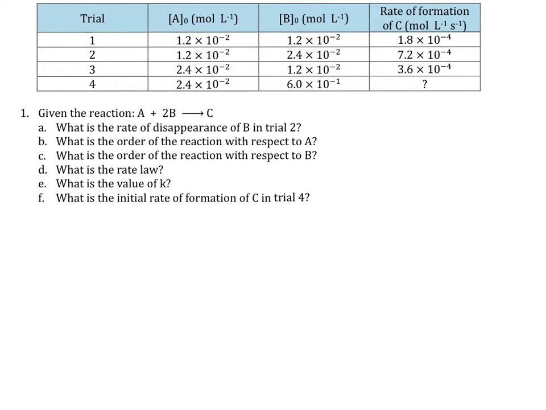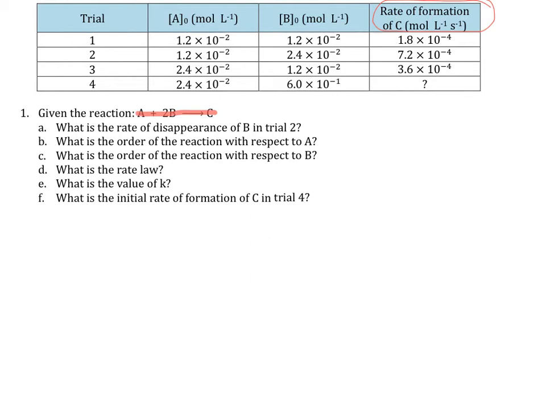Our first part of the question asks, what is the rate of disappearance of B in trial 2? So the first thing I think about is, well, why am I just concerned about B? Then I realize up here in the first row of information, I have a rate of formation of C, which is not B. So I'm going to check my given chemical reaction right here. And it looks like B is going to disappear twice as fast as C is forming.